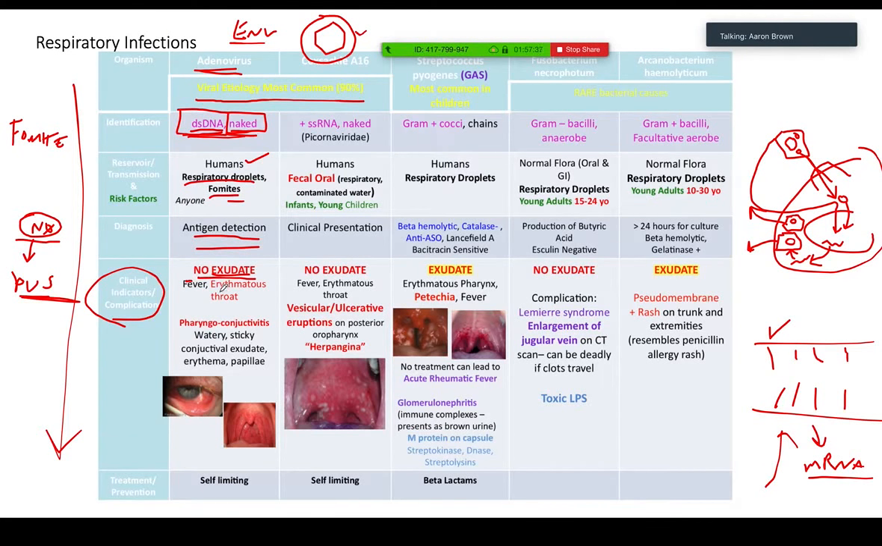What we look for instead is just erythema inside of the throat. We can look for a watery, sticky conjunctival exudate. So you can see in the conjunctiva of this gentleman a lot of liquidy material building up. Okay, this is a self-limiting infection and will go away on its own.